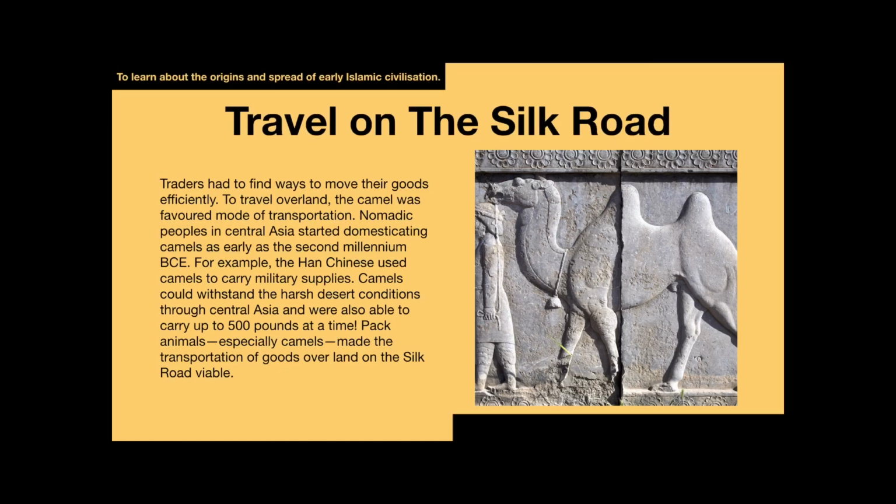Travel on the Silk Road. Traders had to find ways to move their goods efficiently. To travel overland, the camel was the favoured mode of transportation. Nomadic peoples in Central Asia started domesticating animals as early as the 2nd millennium BCE. For example, the Han Chinese, which is an empire, used camels to carry military supplies. Camels could withstand the harsh desert conditions through Central Asia and were also able to carry up to 500 pounds at a time. Pack animals, especially camels, made the transportation of goods over land on the Silk Road viable.